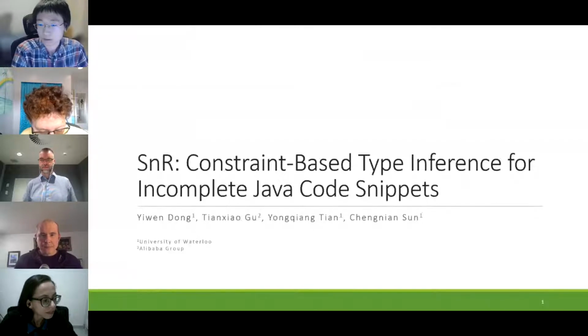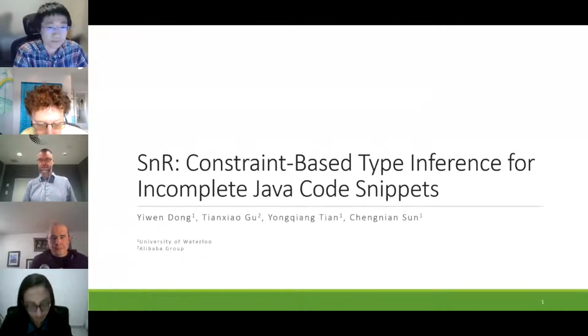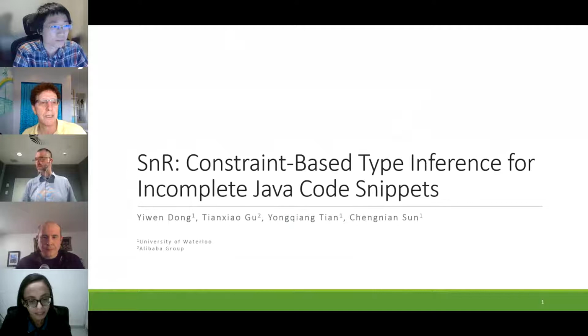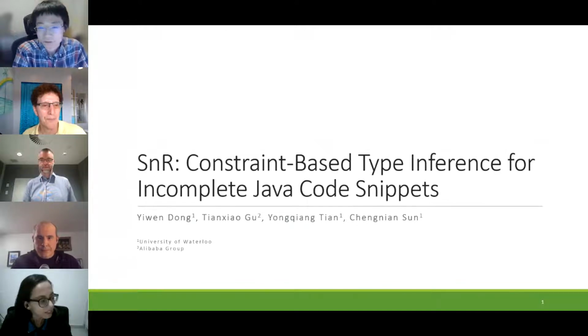Great. Okay, so number 4, Yuwen Dong with SNR: constraint-based type inference for incomplete Java code snippets. Take it away, please. Cool, thank you.